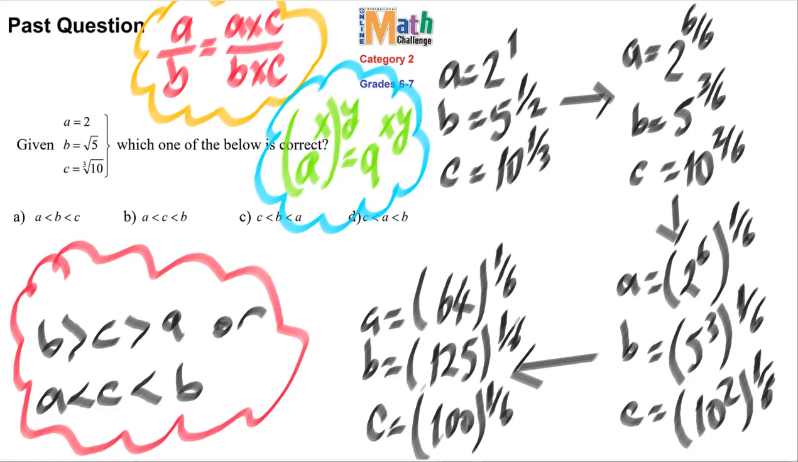So the way to change them into exponential form is this one. The power of number 2 is just 1, no need to change. Power of 5 is 1 and degree is 2, so we write 5 power 1 over 2. And power of 10 is 1 and degree is 3, so it becomes 10 power 1 over 3.